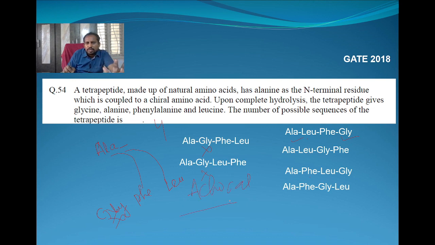The question asks that alanine should be at the N terminal, but there is a condition: the amino acid next to alanine should be chiral. Leucine and phenylalanine are chiral. When leucine is next, phenylalanine and glycine follow, and they can swap to give another sequence. Likewise, with phenylalanine next, leucine and glycine swap. So these are the four possible tetrapeptide sequences, and this is the answer. Please think over it; it is a quiz type of question.